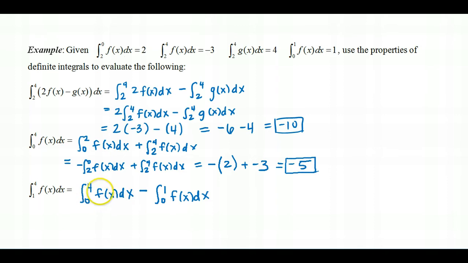So instead, I'm taking the integral from 0 to 4, which is the same as the integral from 0 to 1, plus the integral from 1 to 4. So I'm just rearranging things here. But now, the integral from 0 to 4 is -5, minus the integral from 0 to 1, which is 1. So here, we're going to end up with -6 as the area, the signed area between 1 and 4 of the function f of x is -6.